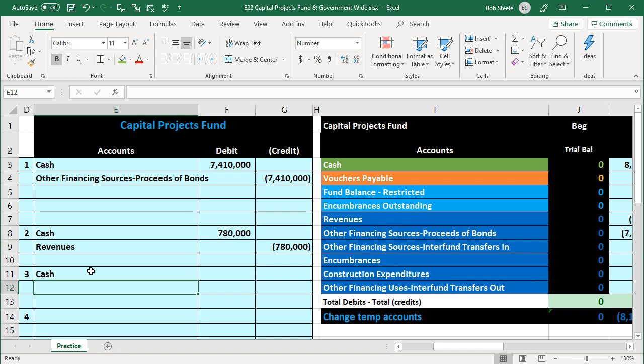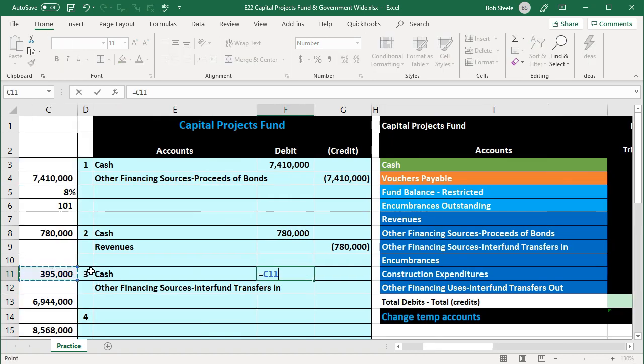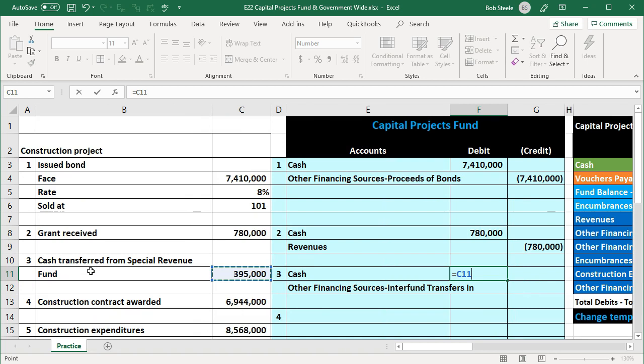And then the other side is going to be equal to what would be kind of like a revenue account, and it's going to be other financing sources, and it's going to be an interfund transfer. So interfund transfer from one fund to the other financing sources. We're going to pick up the amount. Then cash is going to be increasing for the fund we're concentrating on, the capital projects fund.